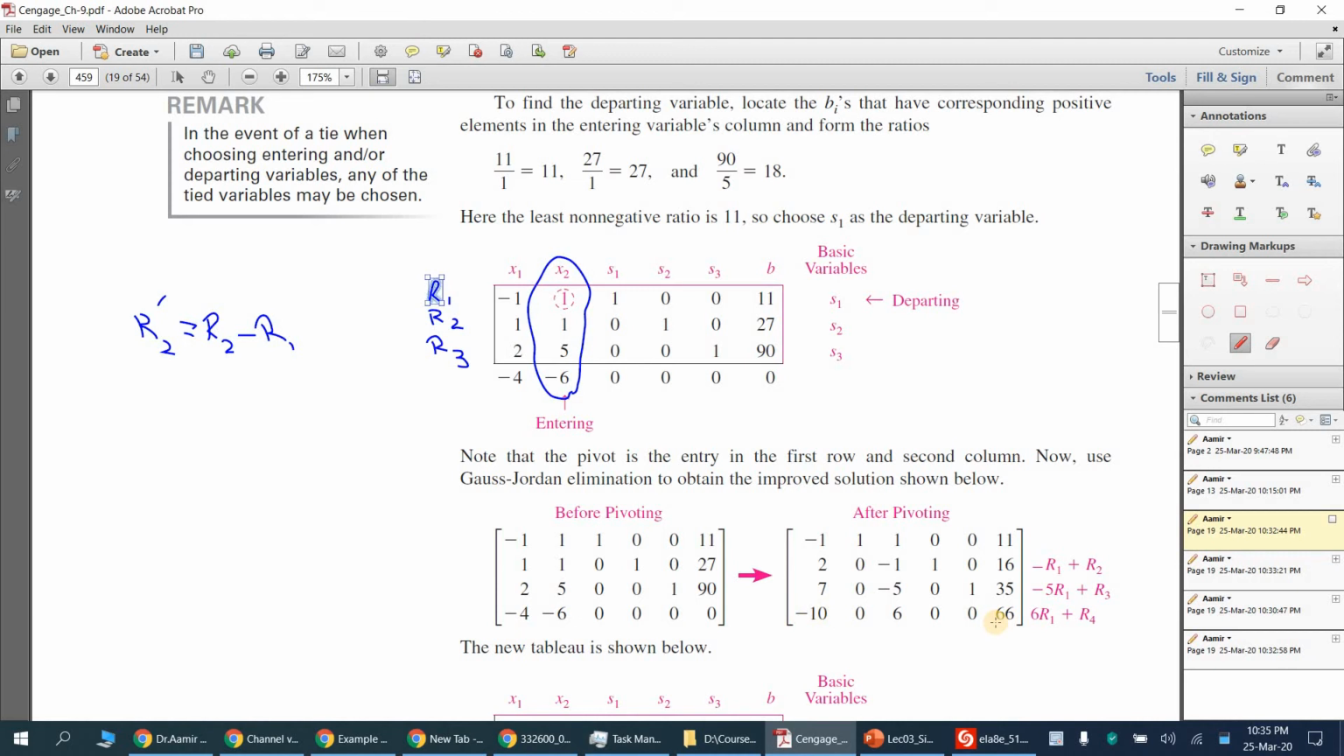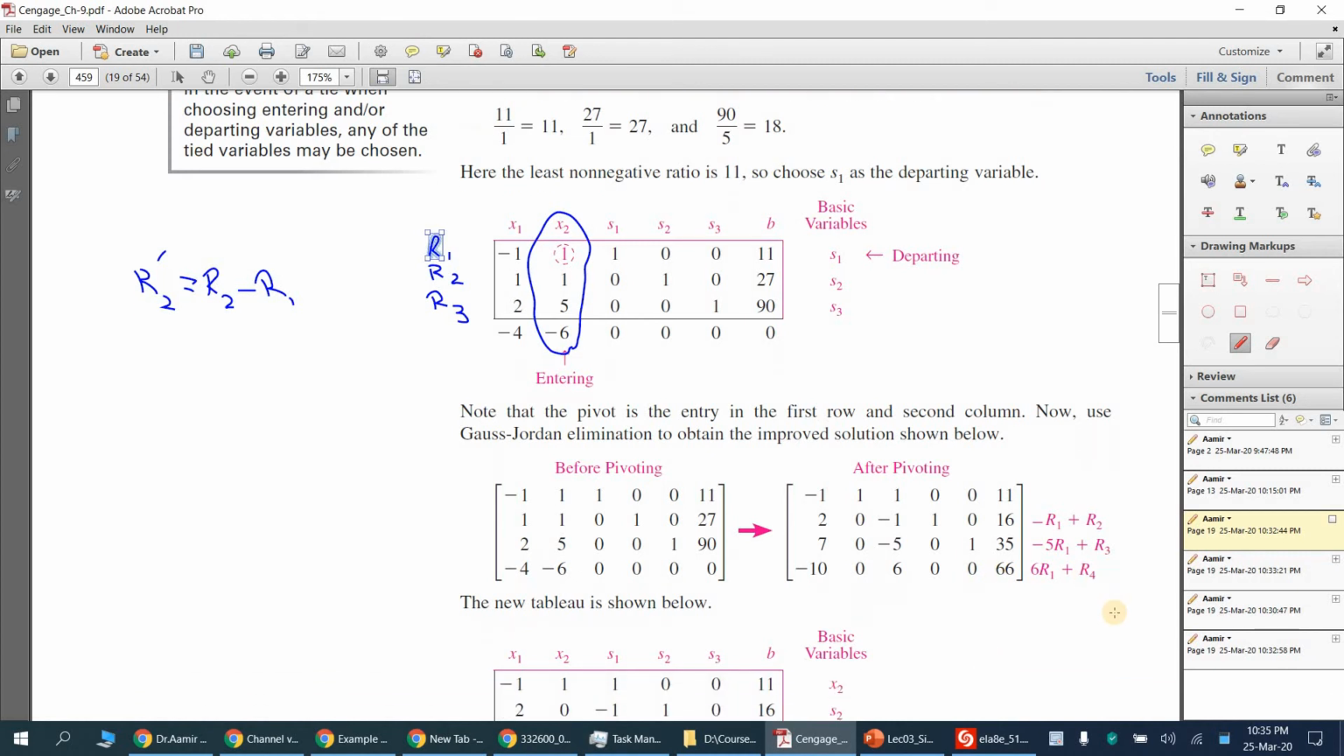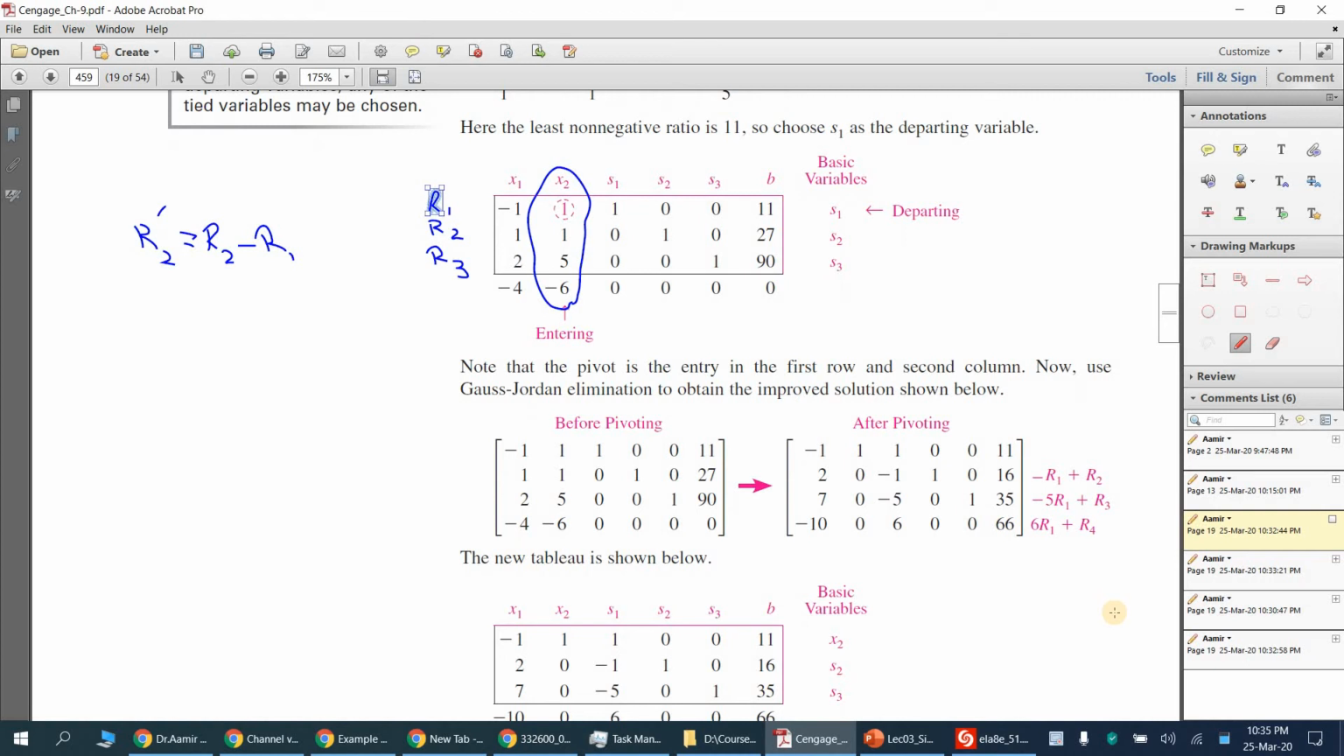So when you do all this, you first decide the entering variable, then you decide the leaving variable, then you decide the pivot element, and you do these reductions to complete the entering and leaving. Okay, now the entering and leaving is done.